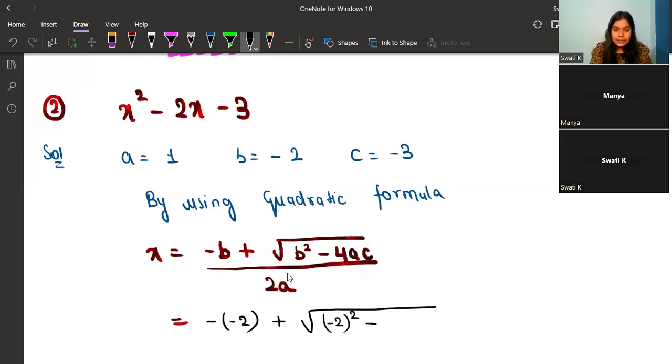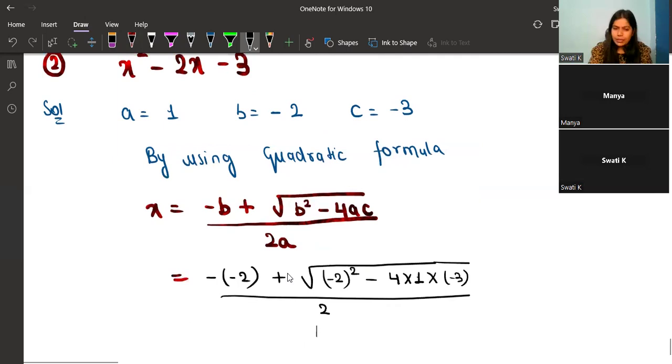Let's write down -2 square. Minus 4 into, what is it? A is 1, into what C is? C is -3. Right? Okay, upon 2a. So 2 into 1, which is 2 only, so no need to write down 2 into 1. We can directly write it down.